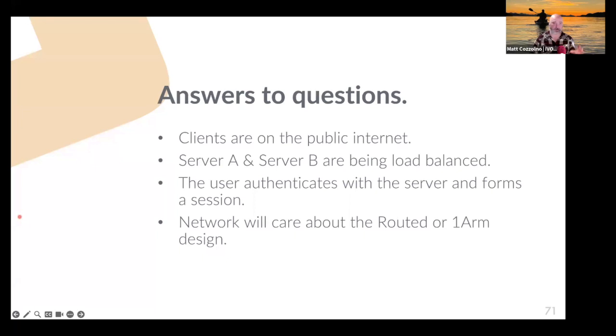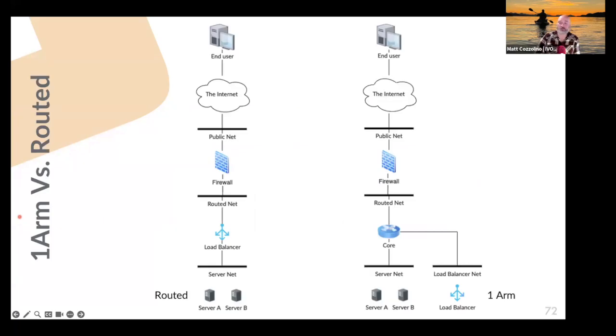We can have public internet clients, and these two servers are being load balanced, and we then have this conversation with networking and say, hey, do you want to route this? Do you want to do a one arm? How do you want to install it? Many of you have maybe never heard those two terms before, which gives us this, right?